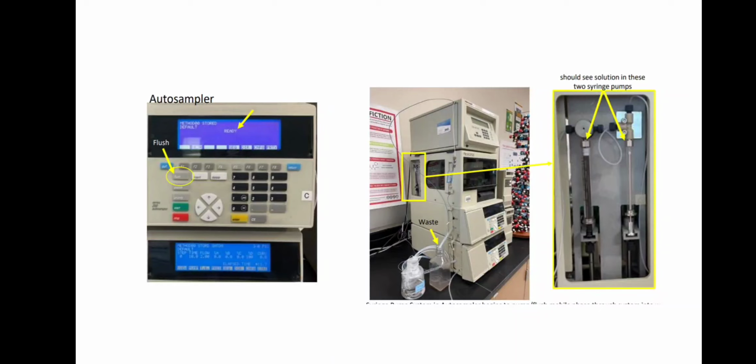After completing these steps, the HPLC system is ready to start running the samples. The syringe pump in the autosampler will pump and flush the mobile phase through the system and into the waste container, maintaining optimal system conditions for accurate analysis.